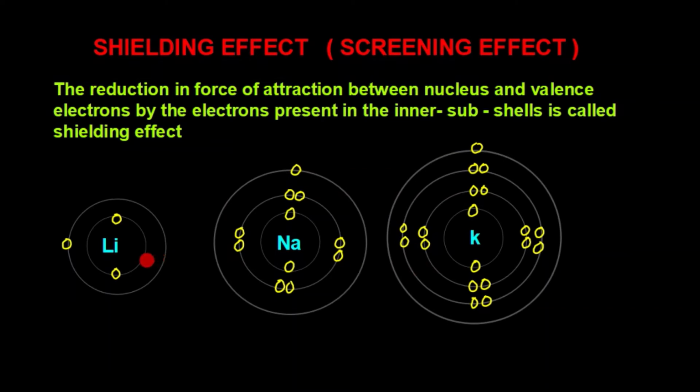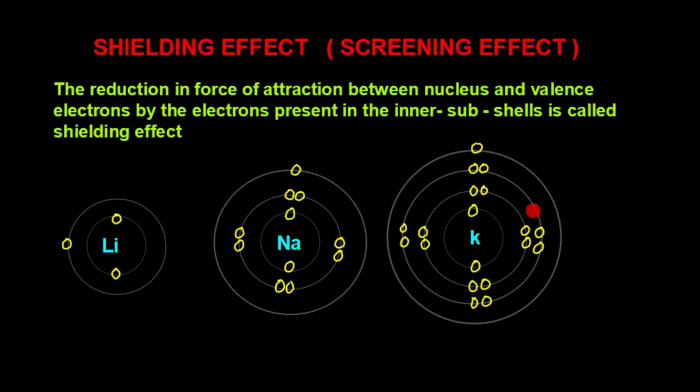Which element has more electrons between the nucleus and the valence shell? Lithium, sodium or potassium? Yes, potassium. Potassium has more electrons between the nucleus and the valence shell. These electrons which are present in the inner shells reduce or cut off attractive forces between the nucleus and the valence electrons. This reduction in the attractive forces between the nucleus and the valence electron is known as shielding effect or screening effect.